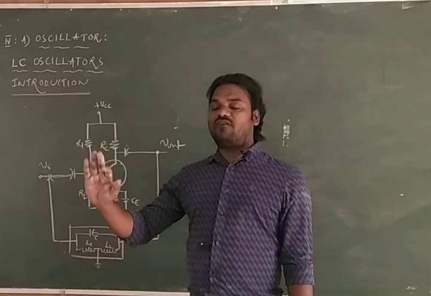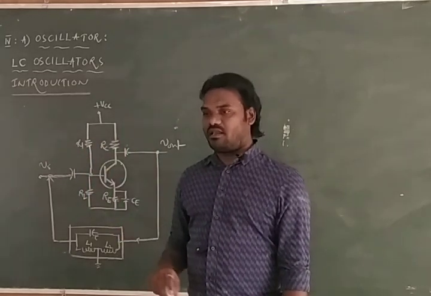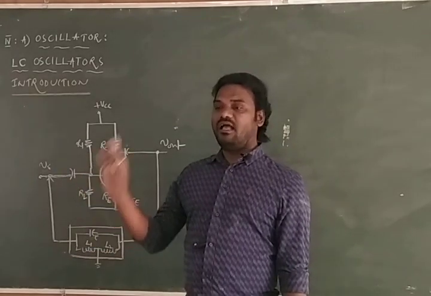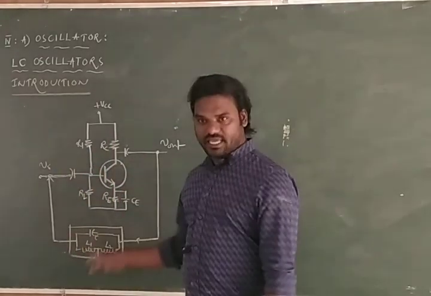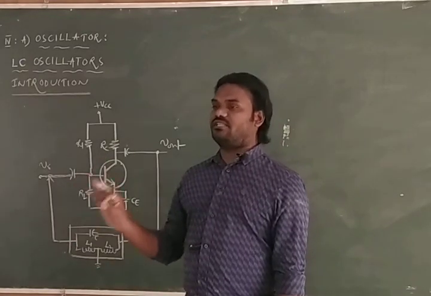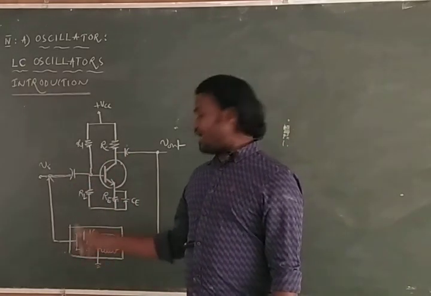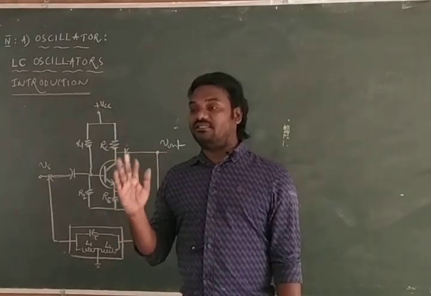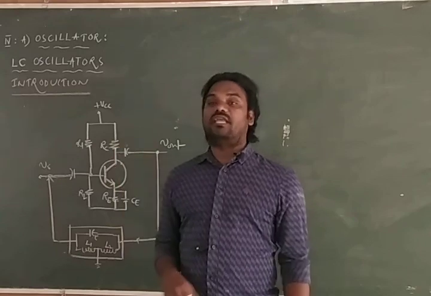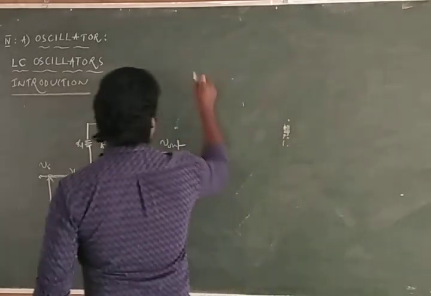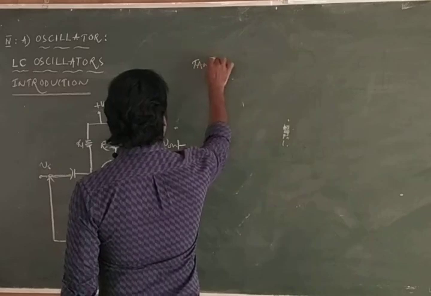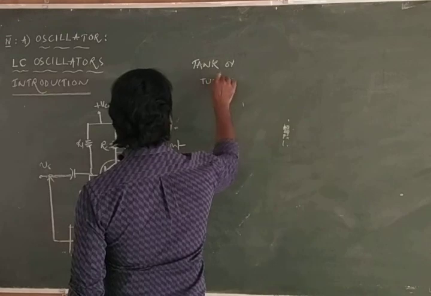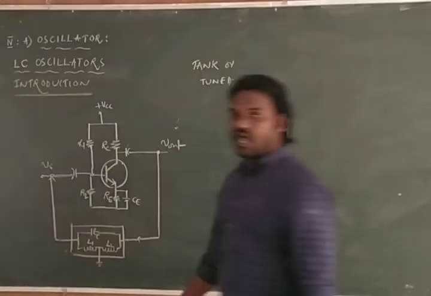Now my question is that in the case of an LC oscillator, the frequency of oscillation is purely dependent on the L and C components only. It can't depend on R, because no R is there. When the circuit is designed with L and C components, that circuit is named a tank circuit or tuned circuit. This will be a definite question for 2 or 3 marks. Tank circuit or tuned circuit in oscillators.